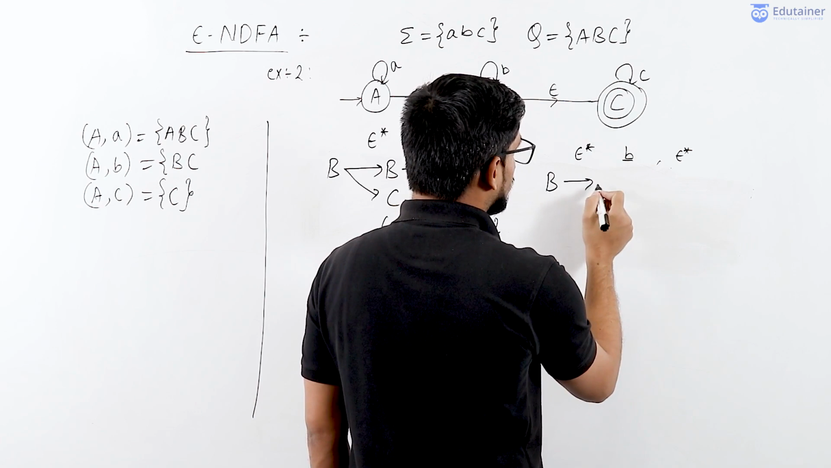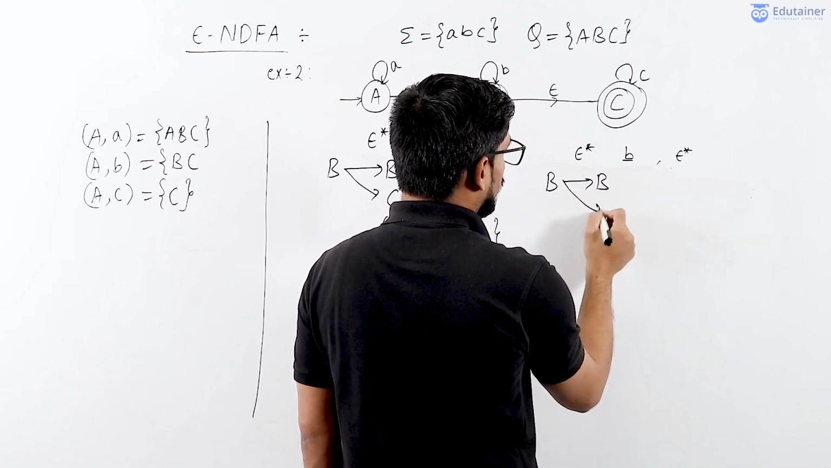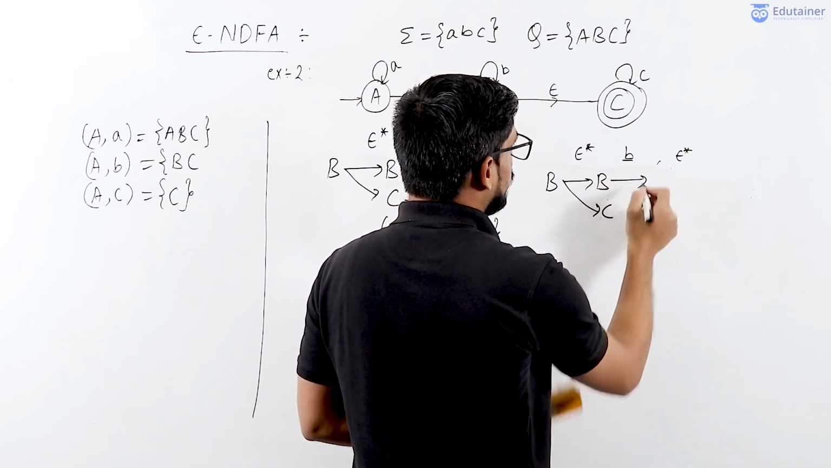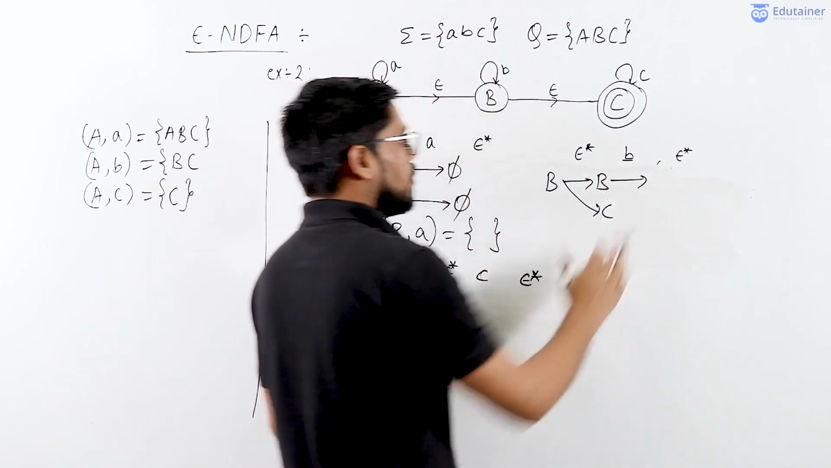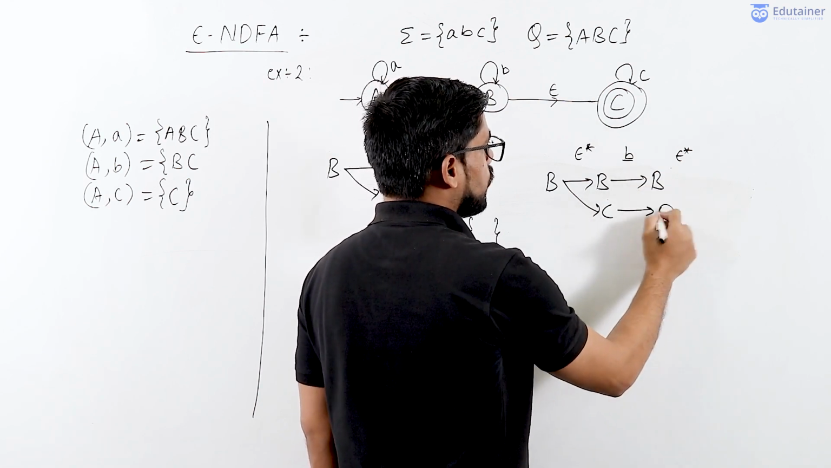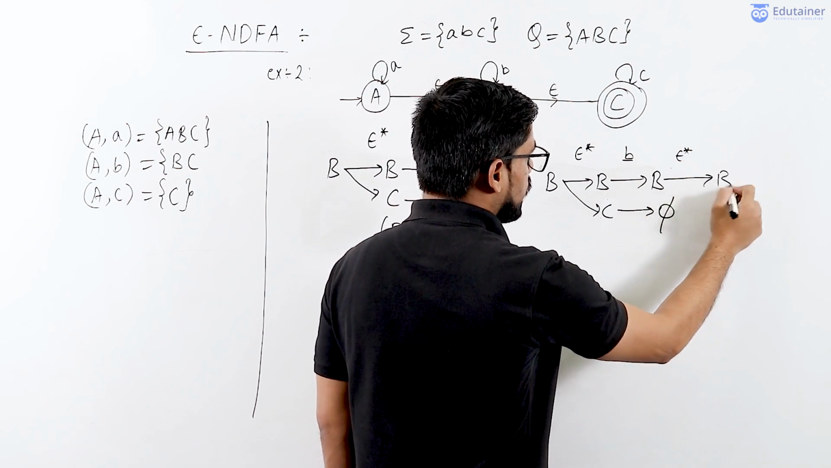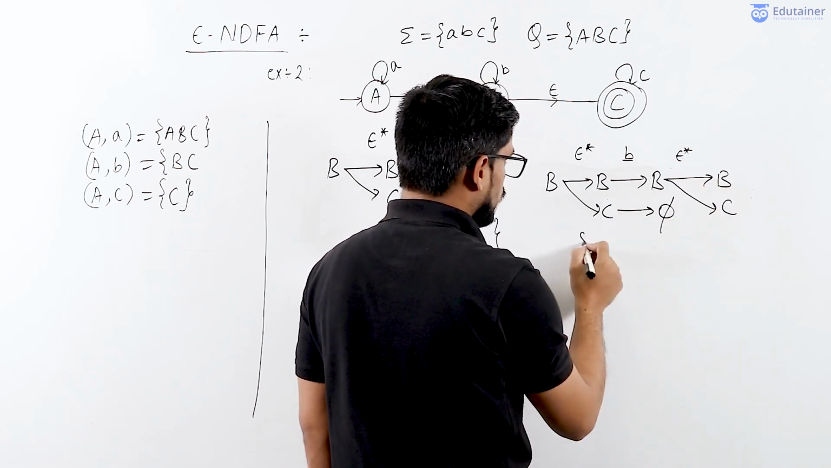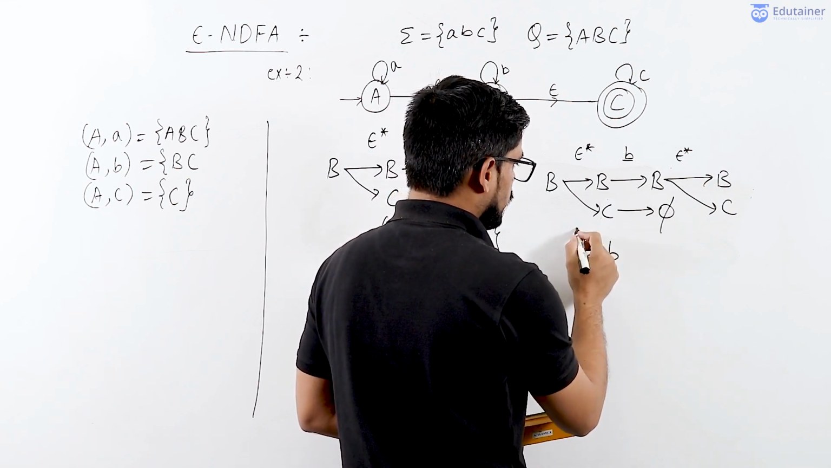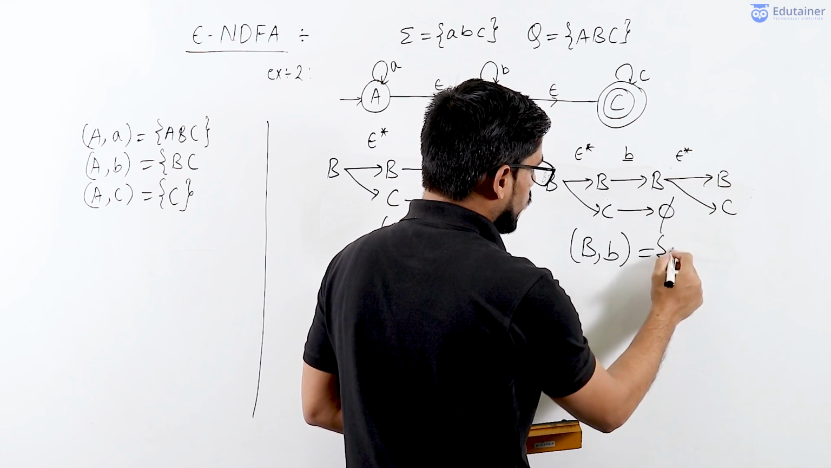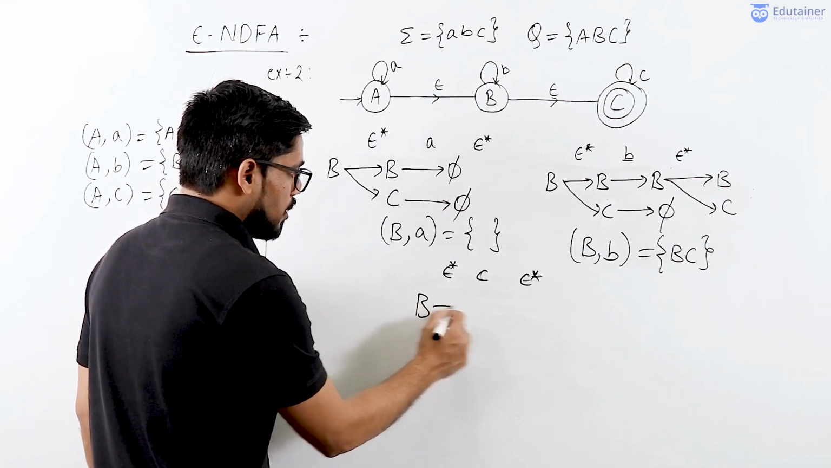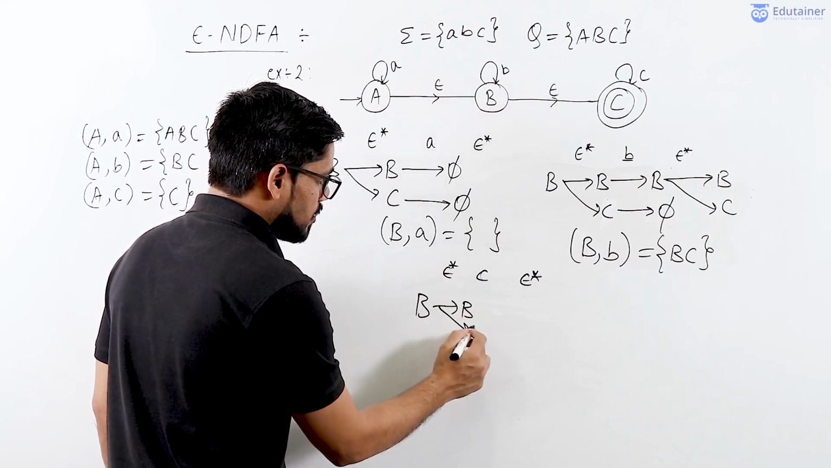Similarly, B on epsilon star will go to B and will go to C. B on small b, yes, there is a move defined here. B on small b will go to B itself, and C on small b will go to phi. B on epsilon star will go to B or either C. So it means that B on small b will go to either B or C. Similarly, B on epsilon star, B as well as C.